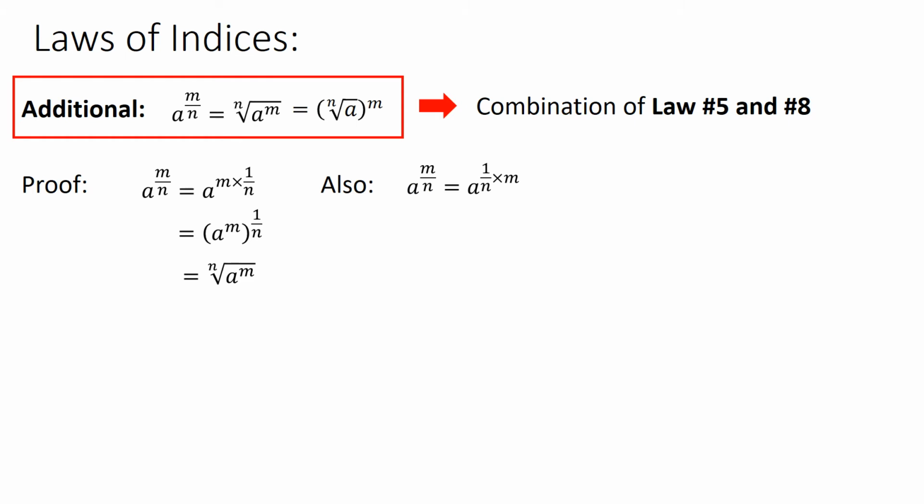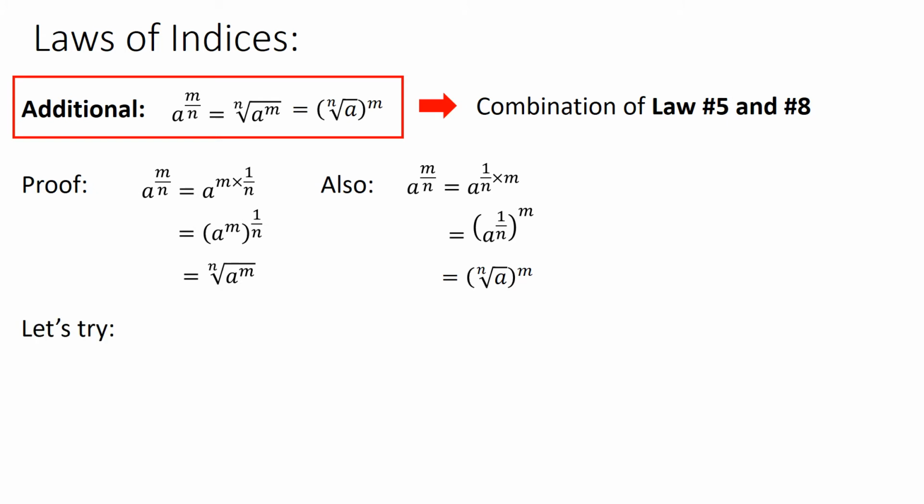Also, a to the power m over n equals a to the power 1 over n times m, or equals, applying law number 5, inside bracket a to the power 1 over n, outside bracket to the power m, which means n root of a to the power m.